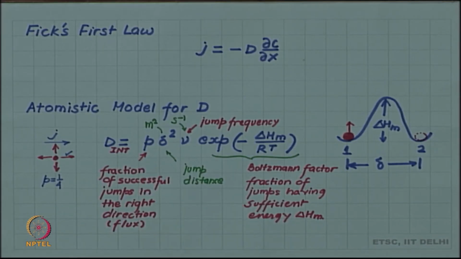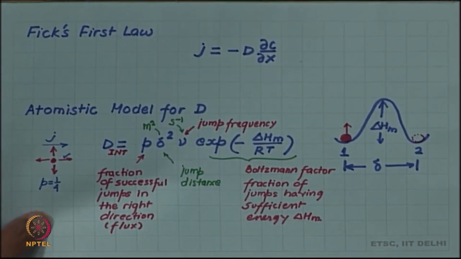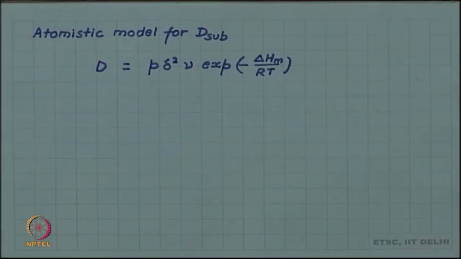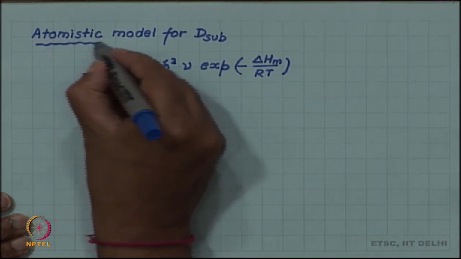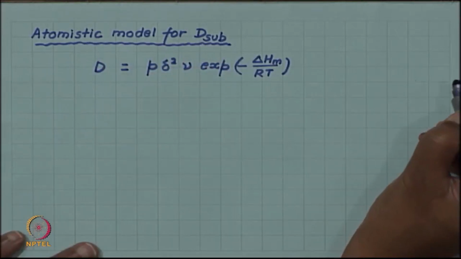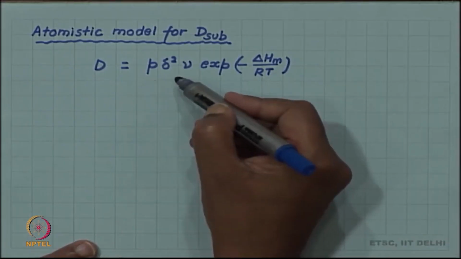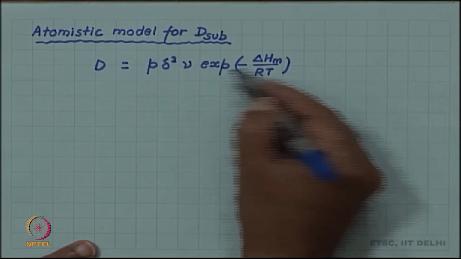So, what we have written is actually D interstitial, although I did not write it in the previous video, but that is for interstitial diffusion. Now, how do I modify it for substitutional diffusion? If I want to write it for substitutional diffusion, all these parameters will still be required, P, delta square, nu, and there will be an energy barrier.